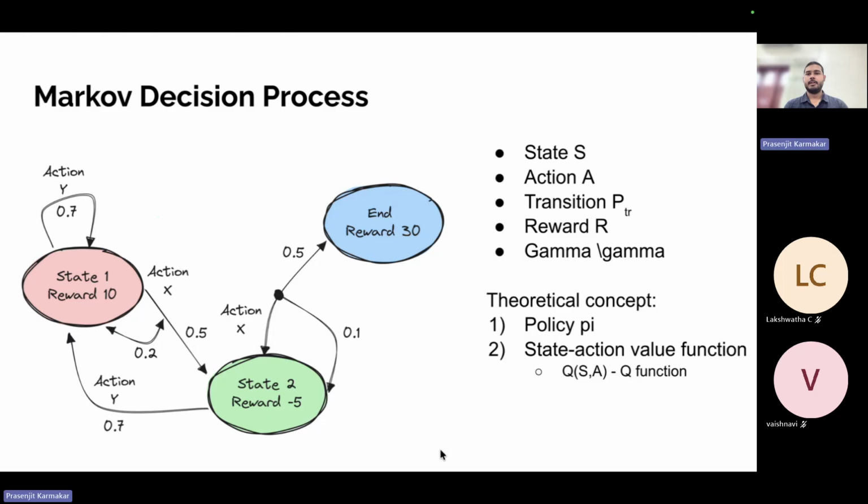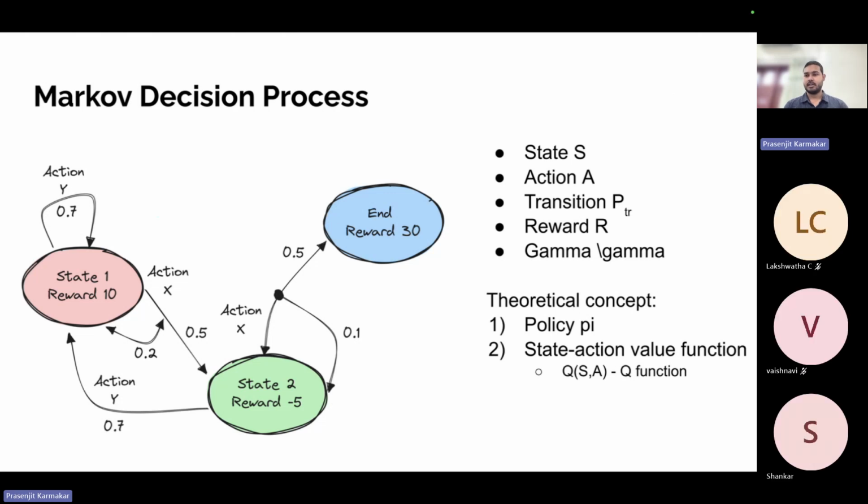Now in Markov decision processes, the policy and state action value function come in, right? The policy is basically your state to action mapping. It can be deterministic, it can be probabilistic, right? And the state action Q function, we have seen last week, right? It's like a value function where you take an action a, and then follow the policy pi, and how much expected reward you get, that's known as the state action value function, right?